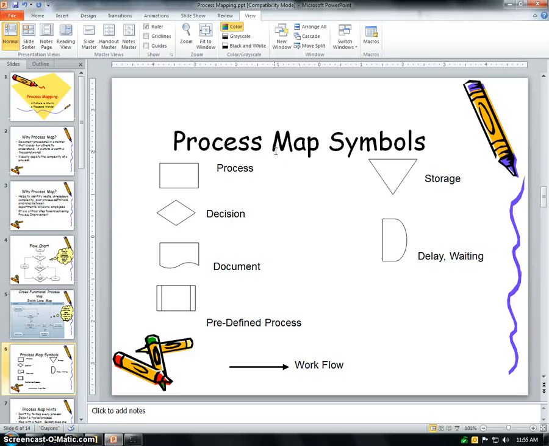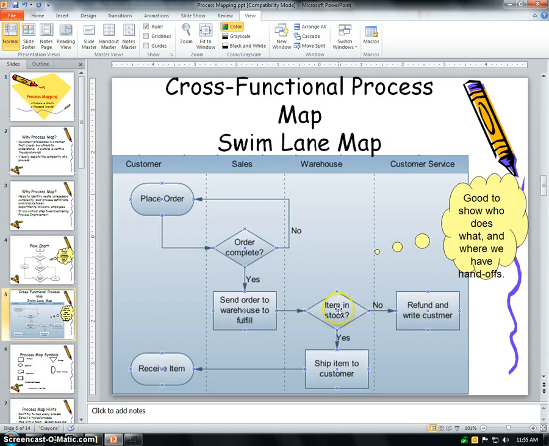Some typical process map symbols, and we don't need to get too awfully sophisticated, but just a rectangular box for a process. If we have a decision to make, a lot of times we'll put those in a diamond. So here is an example. A lot of times in the decision there's a question: is the item in stock? And if the answer is yes, it's in stock, then we follow an arrow which tells us we're going to ship the item to the customer. If the item is not in stock, the answer to that is no, then we do something different.